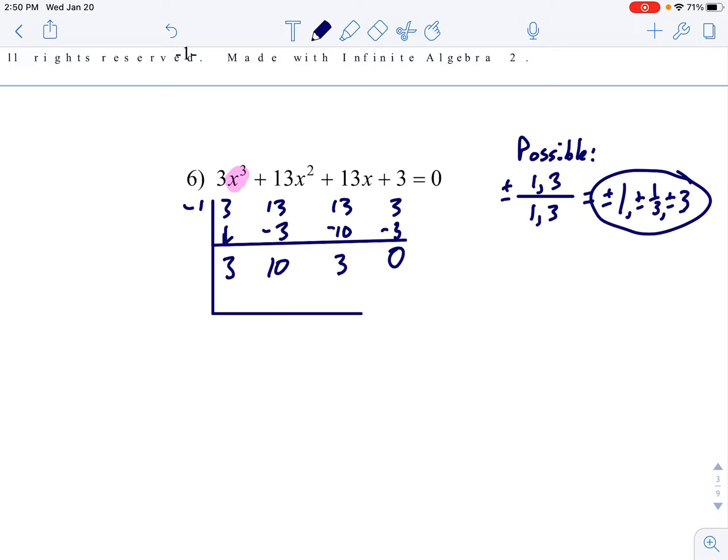So let's try -3. Bring down a 3. -3 times 3 is -9. 10 minus 9 is 1. -3 times 1 is -3. That's a 0.